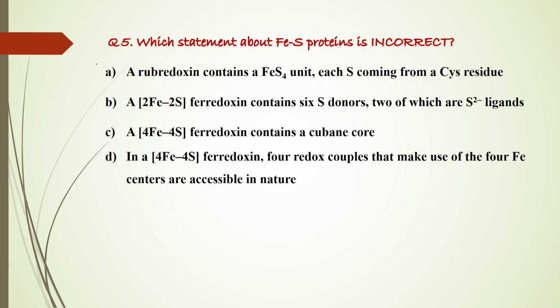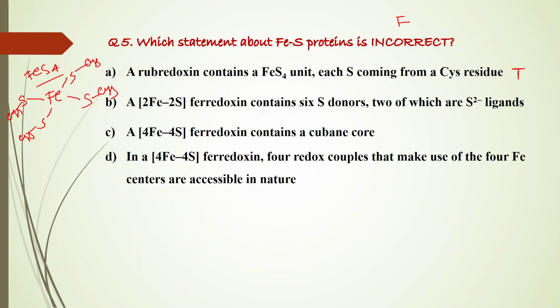So let us first look at the first statement, that is A. Rubredoxin contains FeS4 units. So how does that look? In case of FeS4, we have 4 sulfur atoms that are all coming from cysteine residues of your protein. So that is the structure for your FeS4 rubredoxin. In that case, obviously each S is coming from a cysteine residue. So the first statement is actually a true statement. We have to identify the incorrect one, that means the false one. But the first one is a true statement.